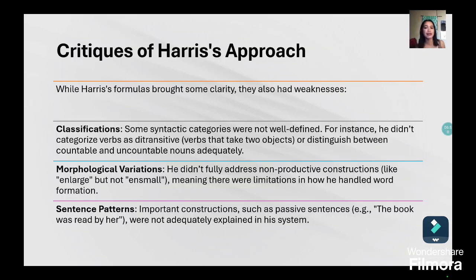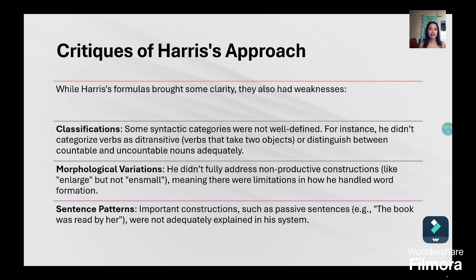So, critics of Harris' approach. While Harris' formulas brought some clarity, they also had weaknesses. Classification. Some syntactic categories were not well defined. For instance, he didn't categorize verbs as transitive, verbs that take two objects, or distinguish between countable and uncountable nouns adequately. Next is morphological variation.